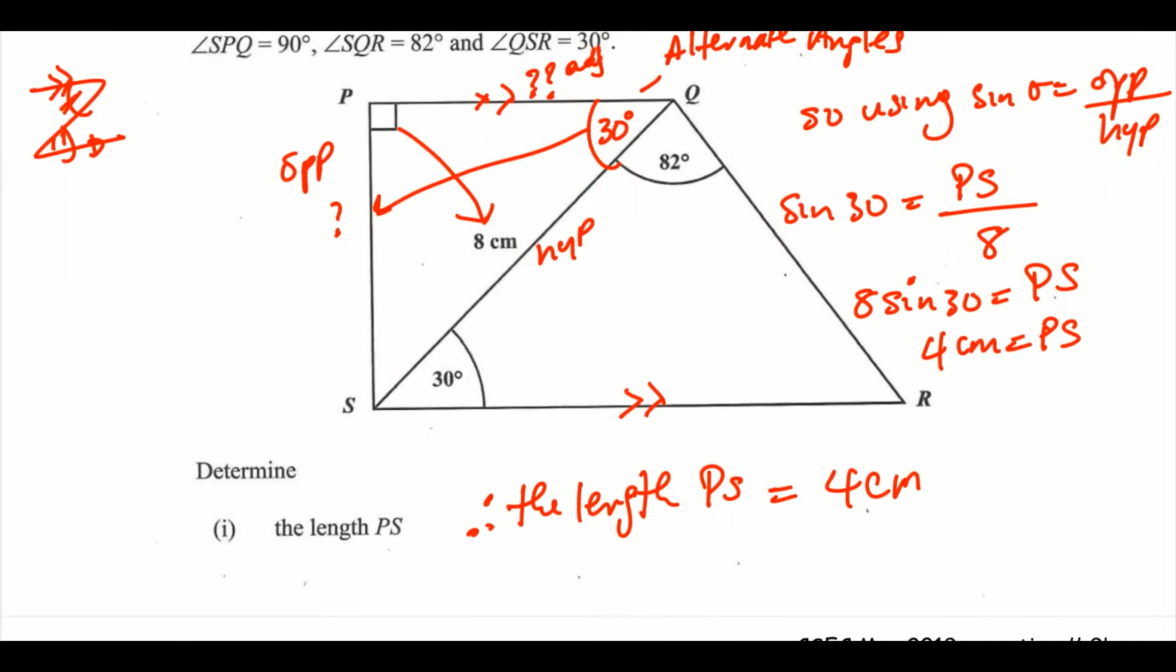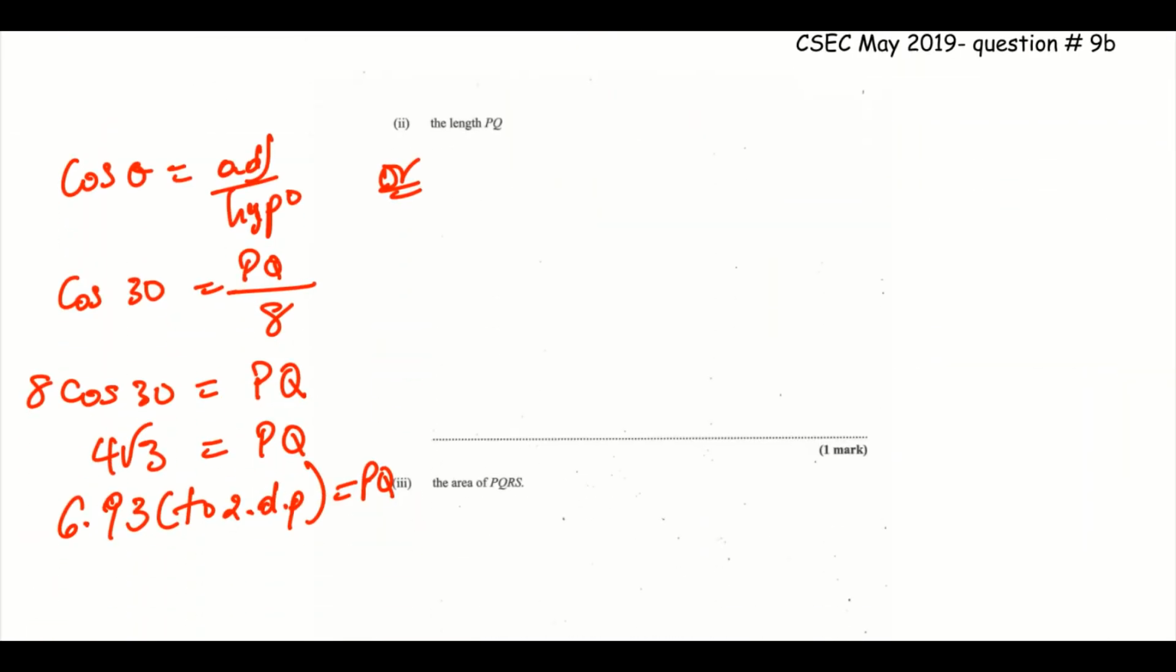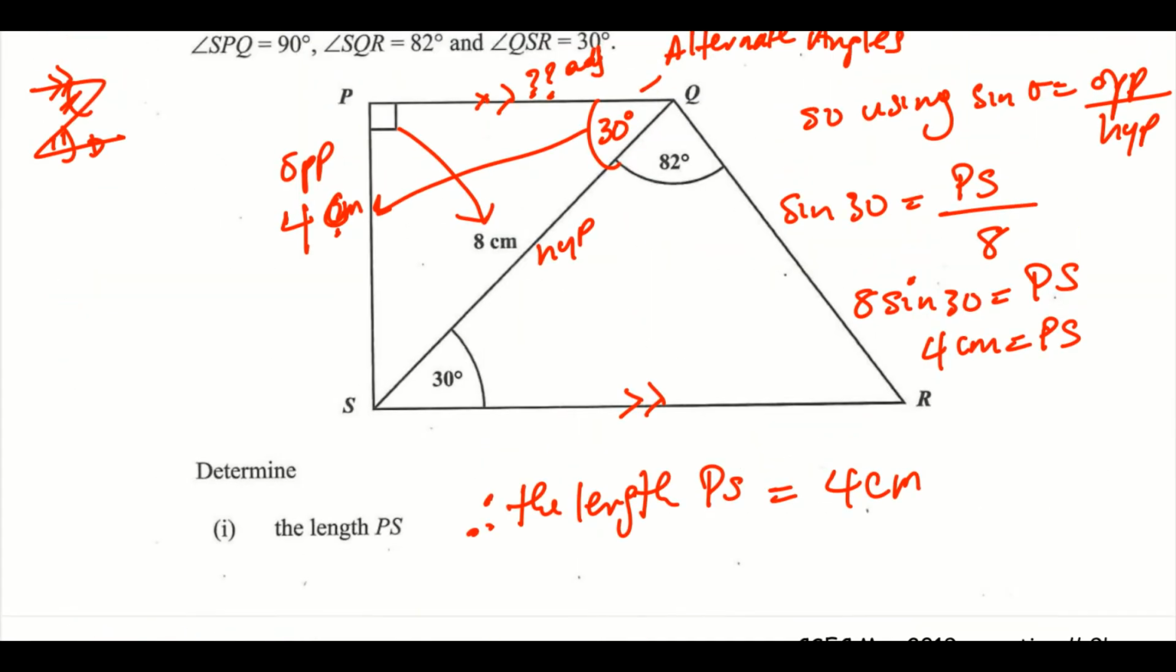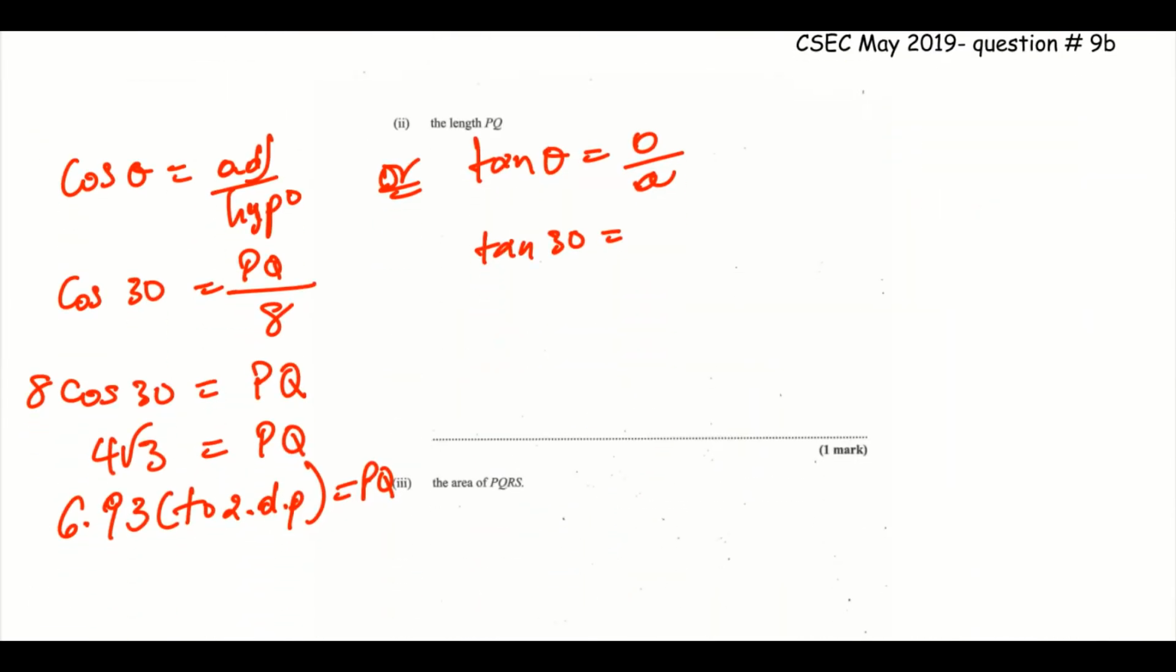We already did calculate that the length of PS is 4. So here is now 4 centimeters. So we could have used this as our adjacent side, and our opposite side we could use tan. So let's see what we get. Tan of the angle is equal to the opposite over the adjacent. So tan 30 is equal to, what's the opposite side? 4. And the adjacent is what we want to find.